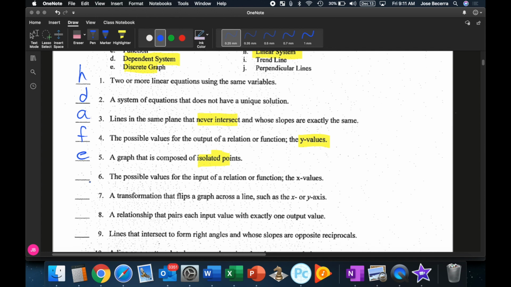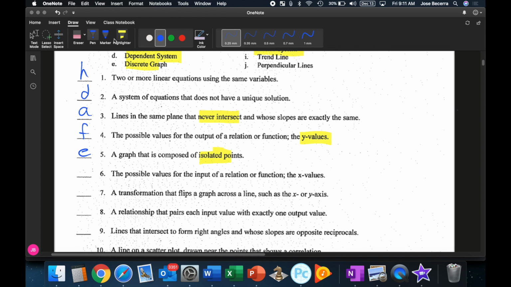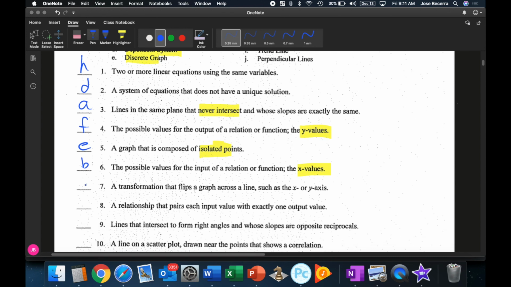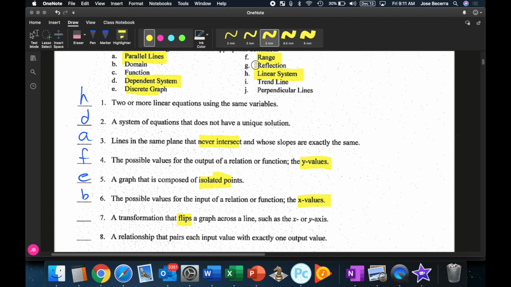The possible values for input of the relation or function, in other words the x values, are going to be what? This is domain, so it's going to be B. The transformation that flips a graph across a line, that's going to be reflection. Remember, flip refers to reflection, G.